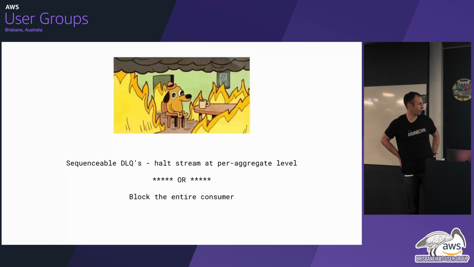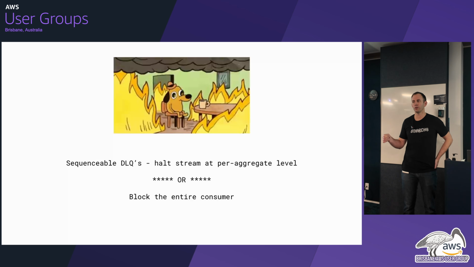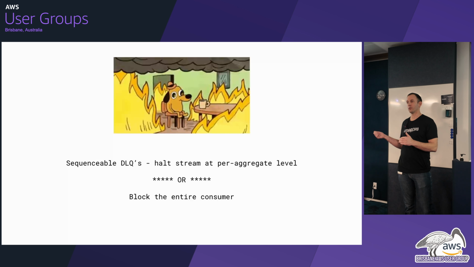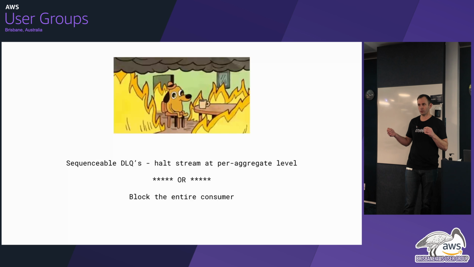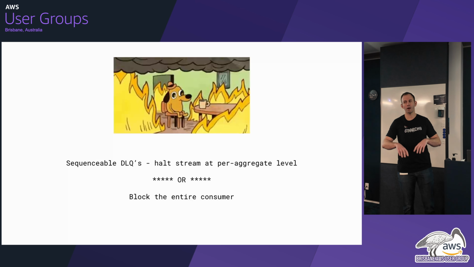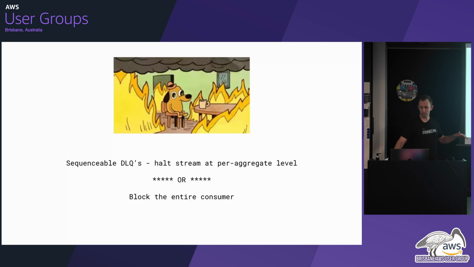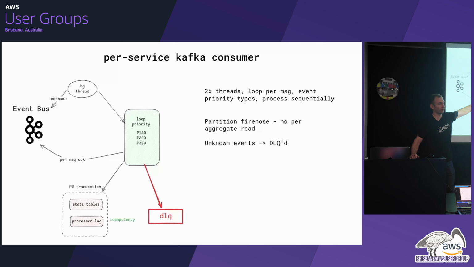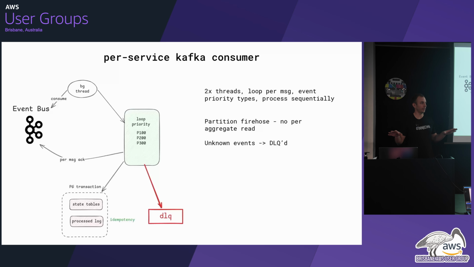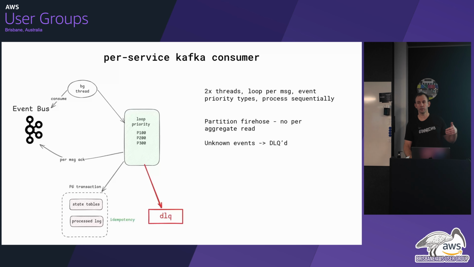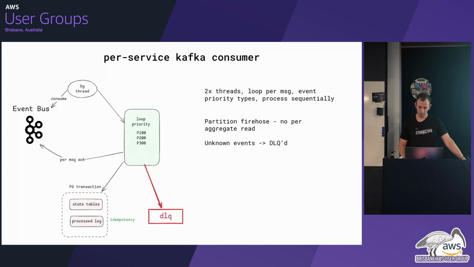There is a concept from the Axon framework called a sequenceable DLQ. It means that if you DLQ an event from an aggregate, all the rest of the events for that same aggregate also go to the DLQ. So you don't break the causality for that individual aggregate, but you're not blocking the entire consumer or stopping the entire service. The other option is you could just block. If you remember back in the loop, in this green guy, as soon as an event comes through that's broken, you just stop, wait for the dev team to come in and fix the problem, and then you keep going. That way you're not breaking the ordering.